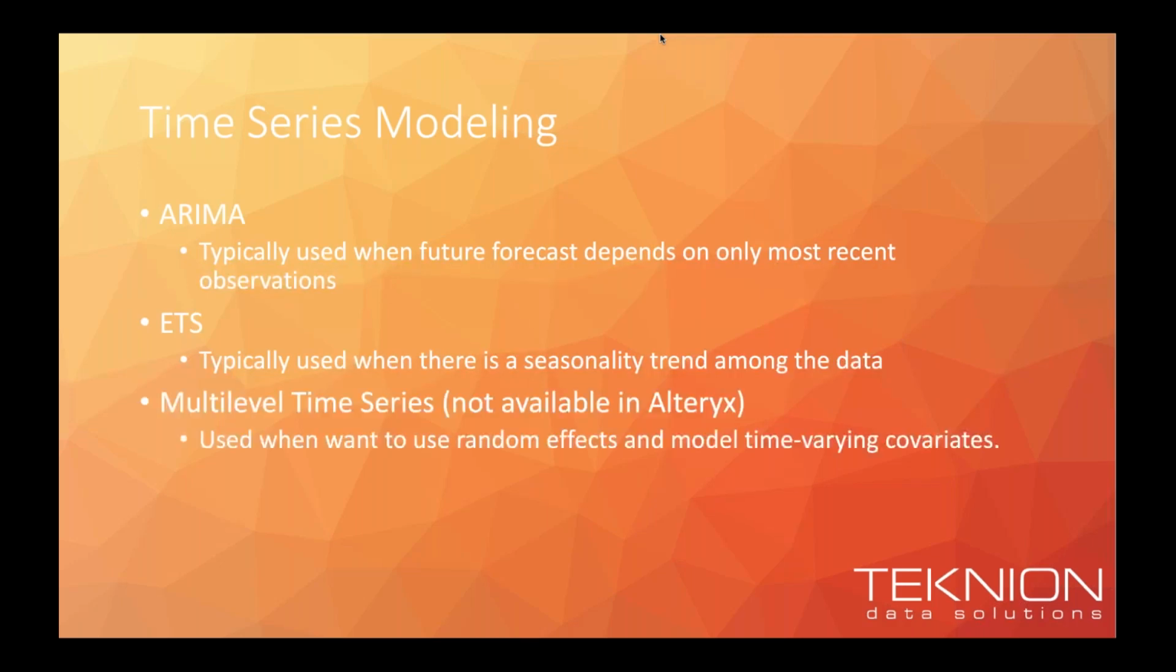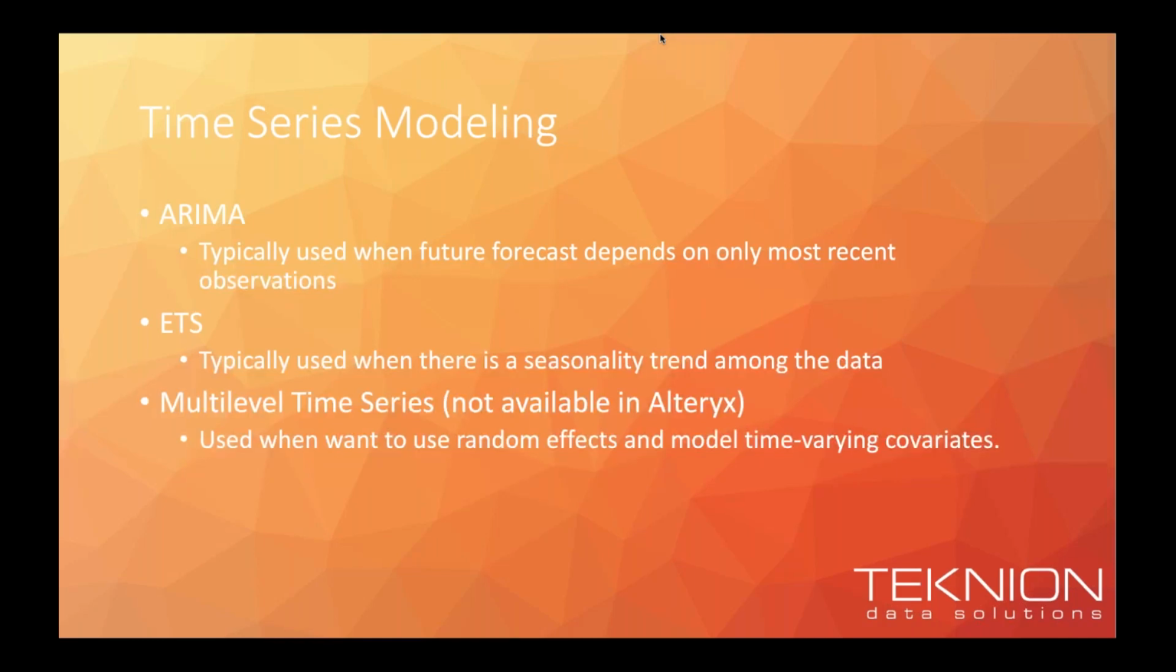Now there is another type called multi-level time series. This isn't available in Alteryx, but I did just want to hit the high points on this because this is used when you have something called time varying covariates, meaning you are using variables to predict change across time, and this is different from a covariate in ARIMA and ETS. This is more of a predictive model where those covariates are really influencing and they change across time.